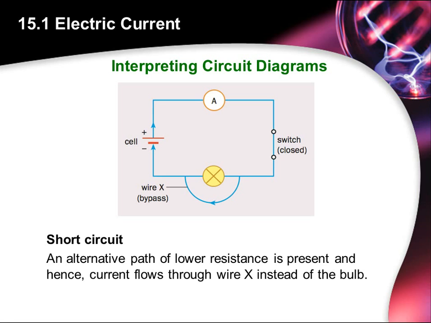And what is a short circuit? Basically, when there's a path of lower resistance. In this case, your light bulb would be a path of higher resistance, but the charges will be forced to do work as they go through it. But whereas the wire X is a bypass, and the charges are finding it as a path of low resistance, they would much prefer to go through that compared to the bulb.